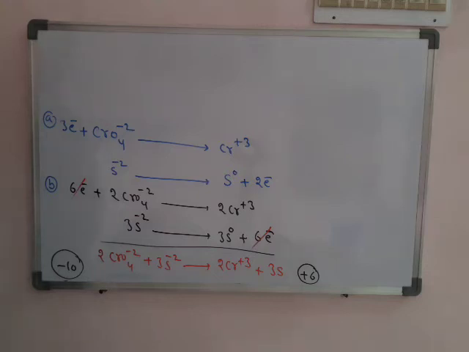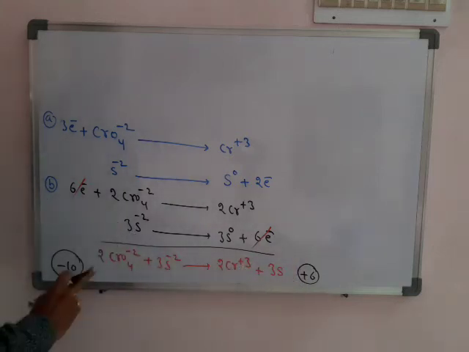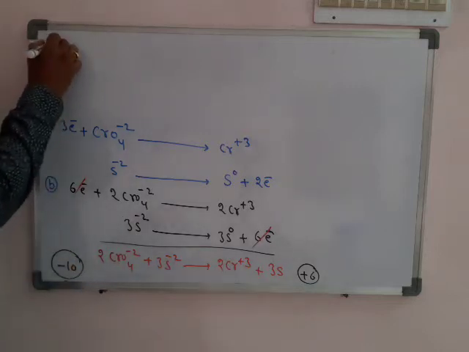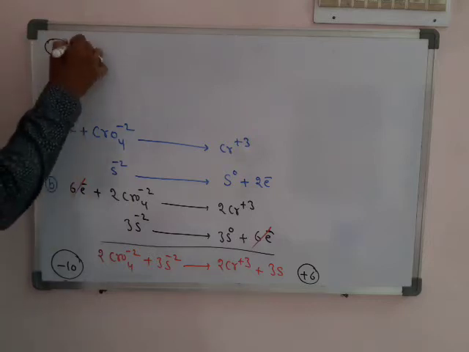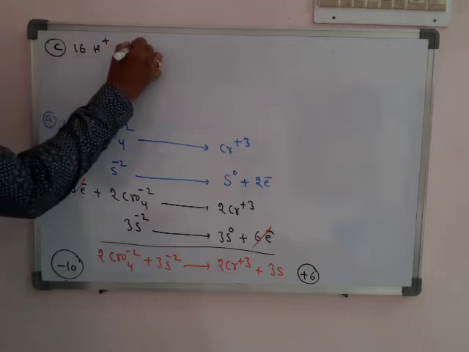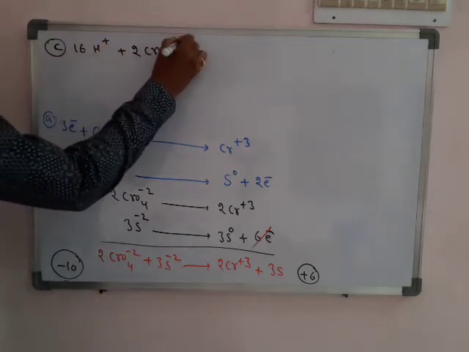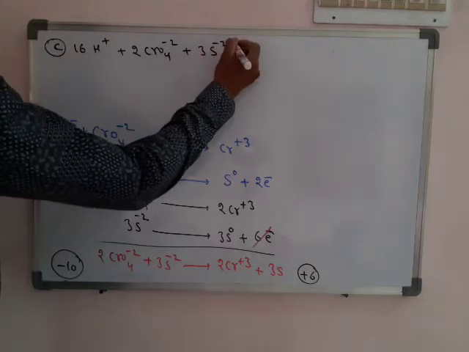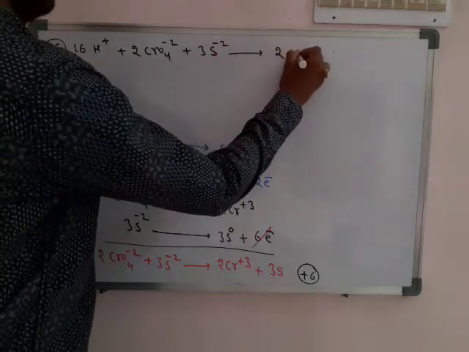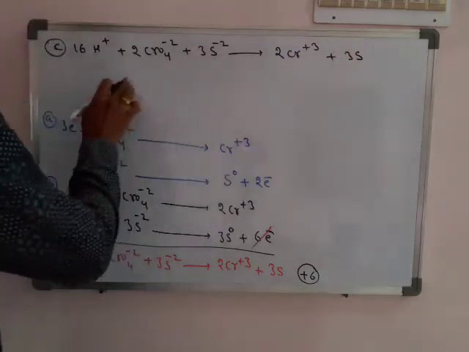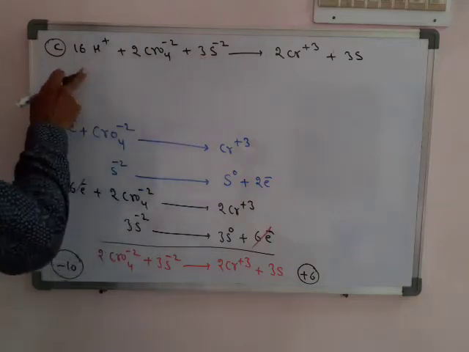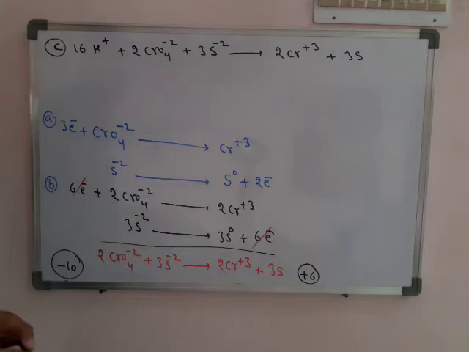So since it is the least, how much do we need? How many positives should we add to get +6? If we add plus 16, so minus 10 cancels, we will get plus 6. But we have to add 16H plus. Plus 6, this is minus 10 plus 16 and 10, so automatically it's balanced.